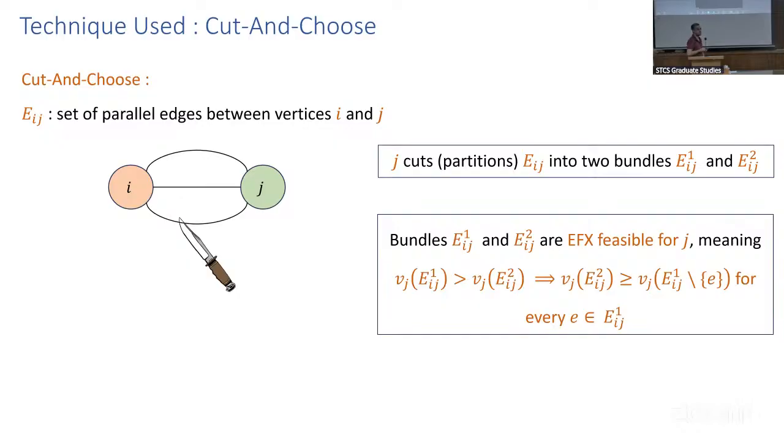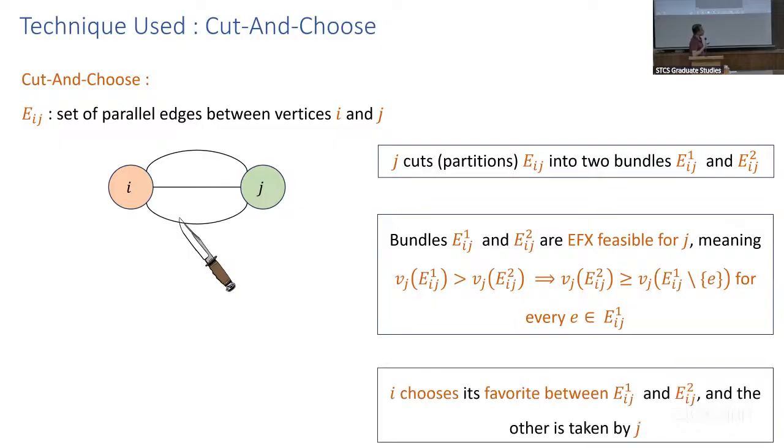They are basically EFX feasible for vertex j, meaning that if j gets the lesser valued bundle, let's say E2ij, then it would envy the other bundle, that is E1ij, but this envy would be EFX. So even if j gets the lesser valued bundle, it doesn't mind because its envy towards the other agent who will receive E1ij would be EFX. So what we will do is give vertex i its favorite among E1ij and E2ij, and the other will be given to agent j.